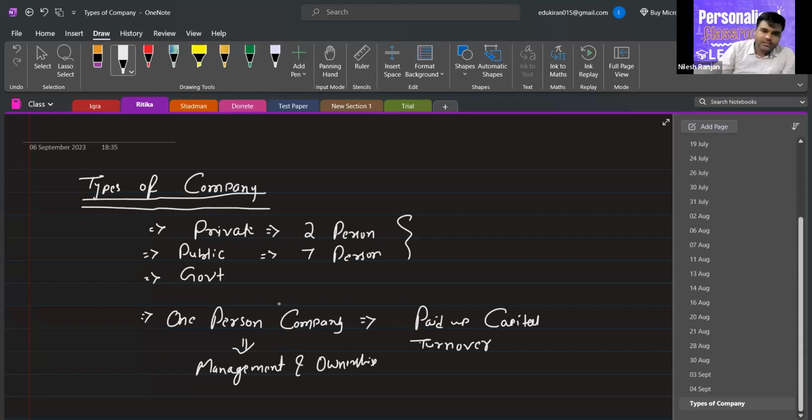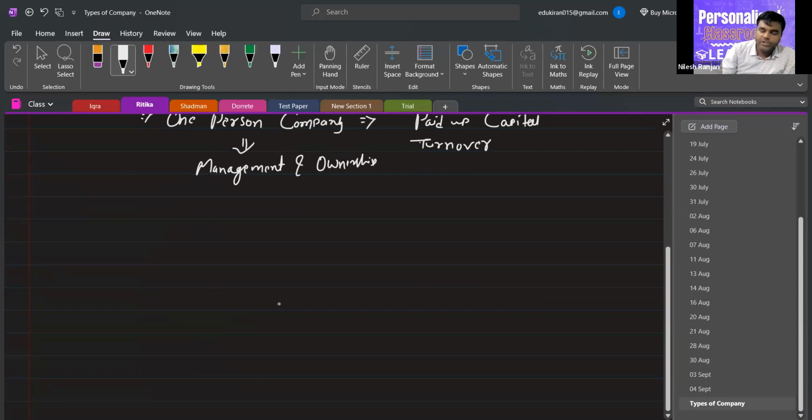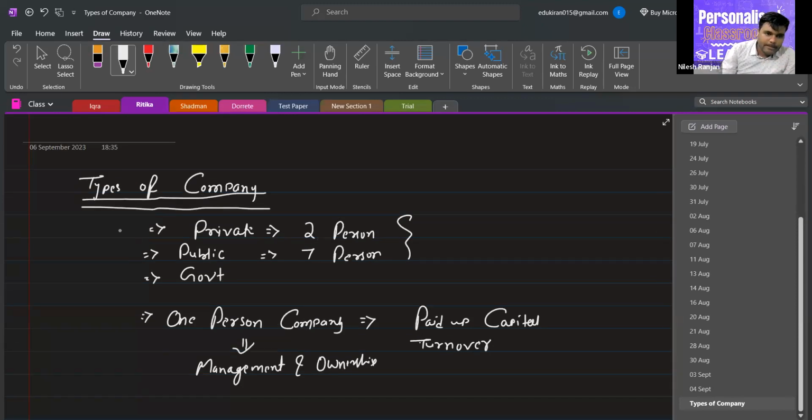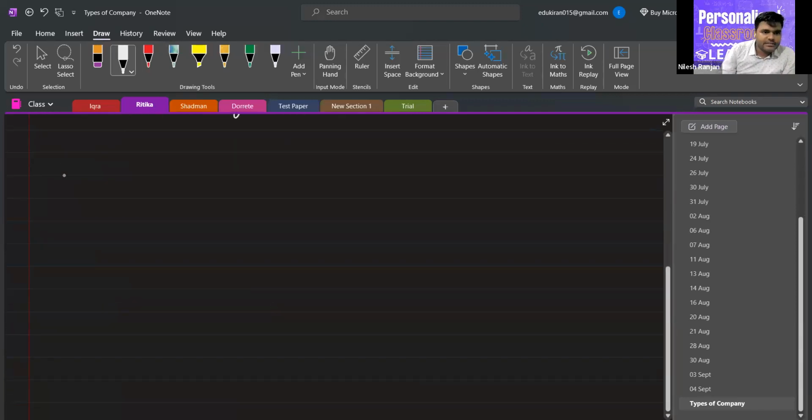Okay. This is the transferability of shares. On the basis of transferability of shares, company is divided in these four. Next is on the basis of limitation or liability.